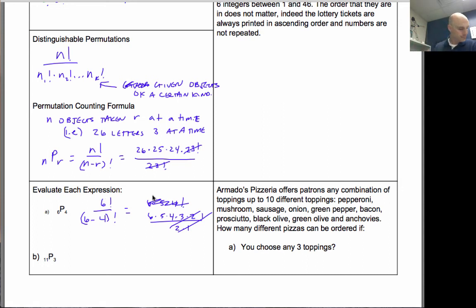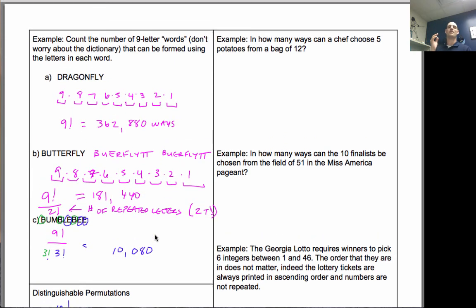11 objects chosen 3 at a time. 11 factorial over 11 minus 3 factorial. 11 times 10 times 9. That makes sense, there's 3 options, times 8 factorial, and then 8 factorial on the bottom. Gone, gone, done. 11 times 10 times 9. Okay, so that's the flattened out version.